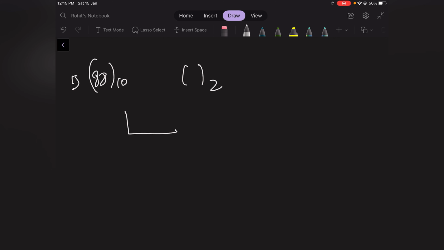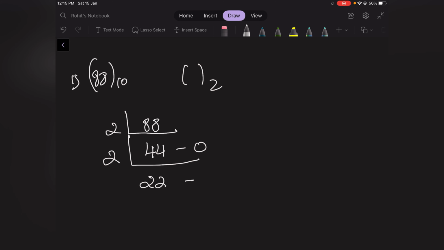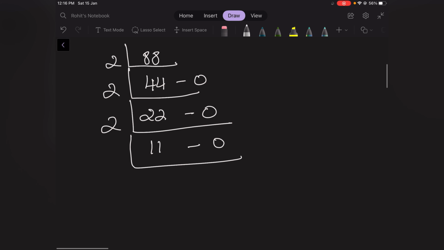I use the LCM division method. Put 88 over here and divide it by 2. We have quotient 44 and no remainder, so put 0 beside it. Again divide 44 by 2, we have quotient 22 and no remainder. Again divide 22 by 2, we have 11 and no remainder. Again divide by 2, 2 5s are 10. So put 5 as the quotient, and we do have a remainder, which is 1, so place it beside it.